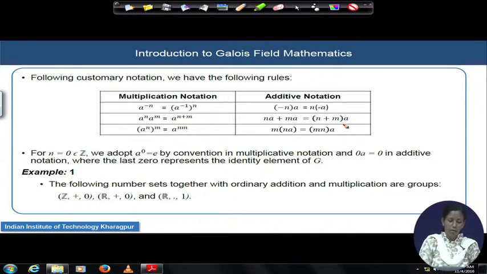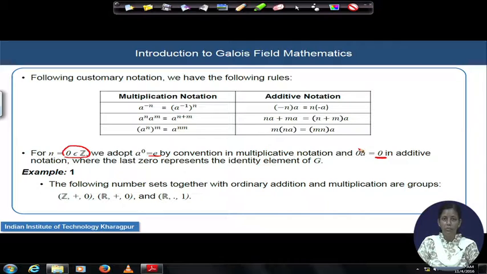For n equal to 0, which belongs to the integer group, we adopt that A to the power 0 is the identity element by convention in the case of our multiplicative notation, and 0 into A is equal to fundamentally 0, in the additive notation, where this 0 will be the identity element with respect to the additive operation.